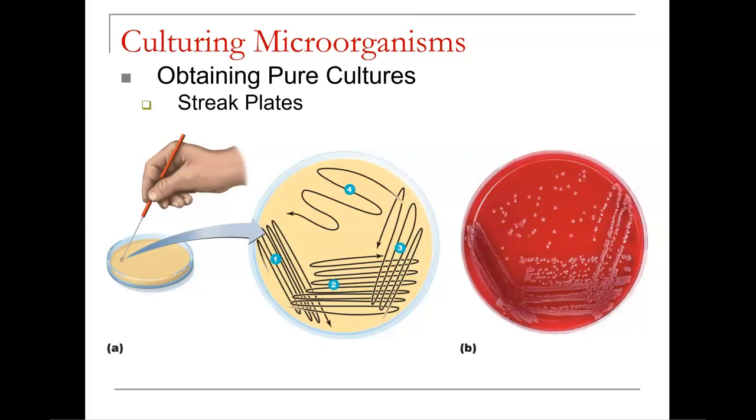Now, there's all different types. Lots of times you use just a plain nutrient agar. Some of them can contain blood. Some of them can contain salts, different things that microorganisms will thrive off of and need.